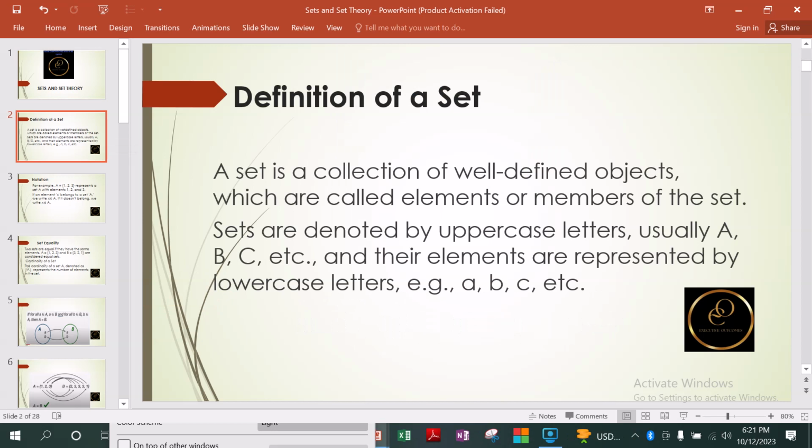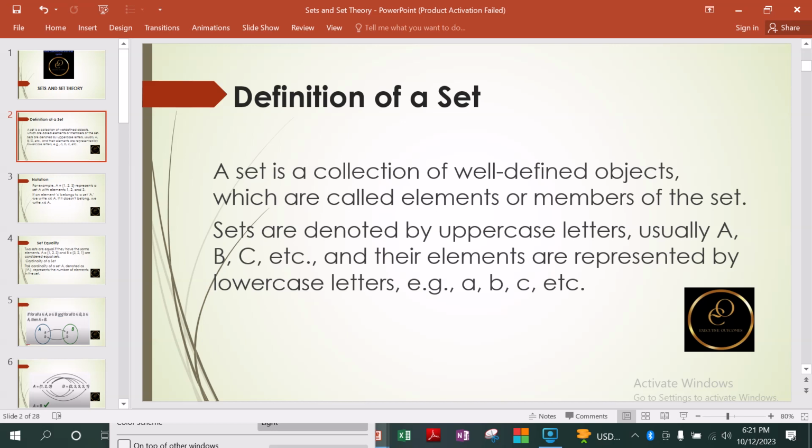To start with, we look at the definition of a set. As simple as it looks, you'll be asked to show an understanding of what a set is, which can only be defined as a collection of well-defined objects. These objects are aptly known as elements or members of a set.